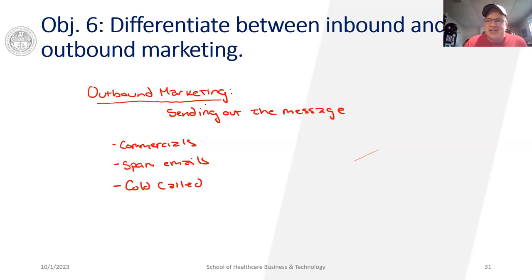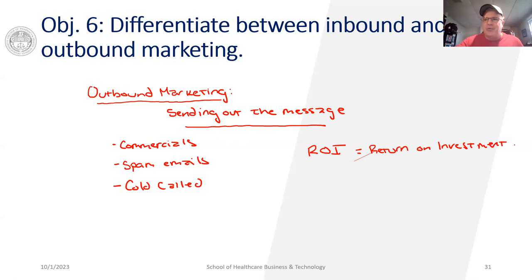So outbound marketing is how we send out the message. And we really have to consider our return on investment. For those of you who do not know what that means, return on investment, ROI, is how much we get back. We're going to put money into commercials. We want it to generate revenue, and more revenue than it costs us. So we need a return on that investment. Our investment is into the commercial, and we want a better return.